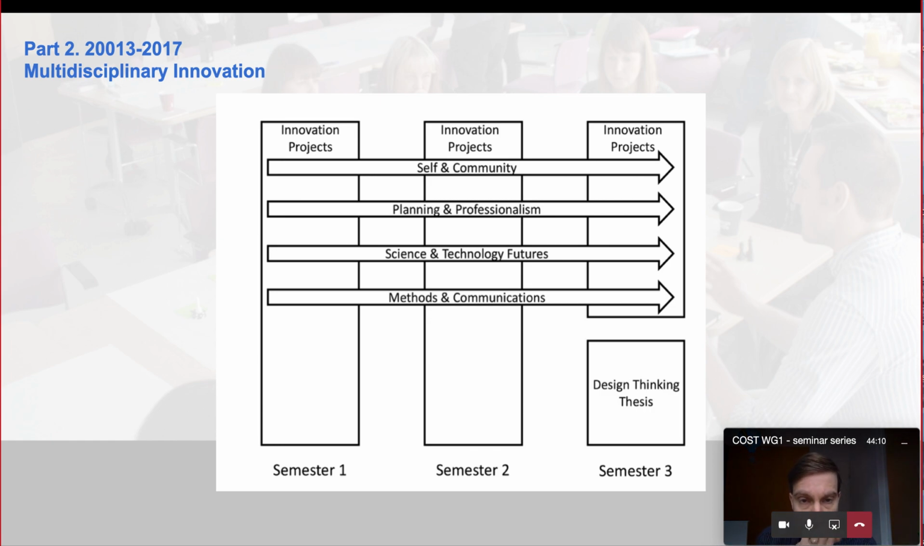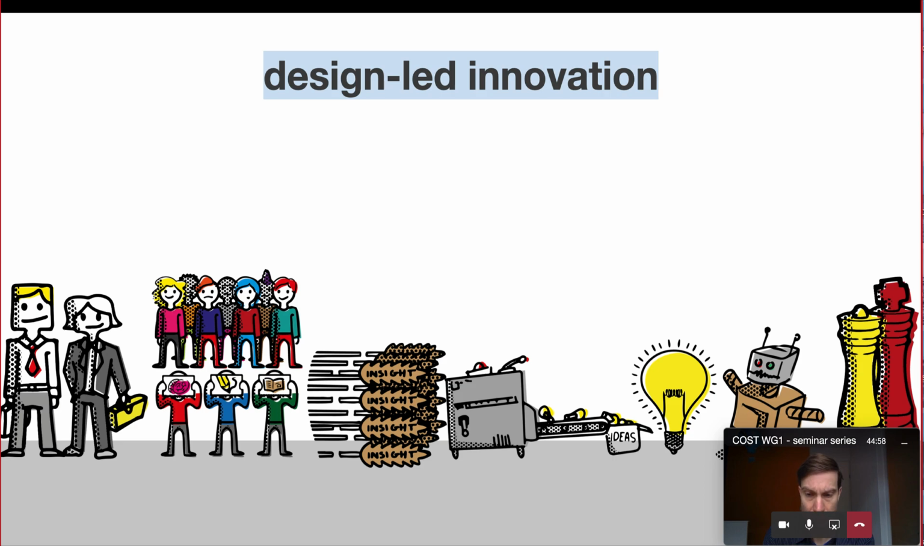So this is where all of the community was learning about these things together, and where those knowledge strands of how do we develop ourselves and our community, how do we enhance our planning and professionalism, how do we better understand science and technology futures and their influence on innovation, and what are the methods and tools for stimulating practice and communicating innovation. Those knowledge strands were really embedded within the innovation projects that our students were doing. And at this stage, the whole program was assessed, and there was no pass-fail. And actually, it was also a shift in our own intellectual thinking as well.